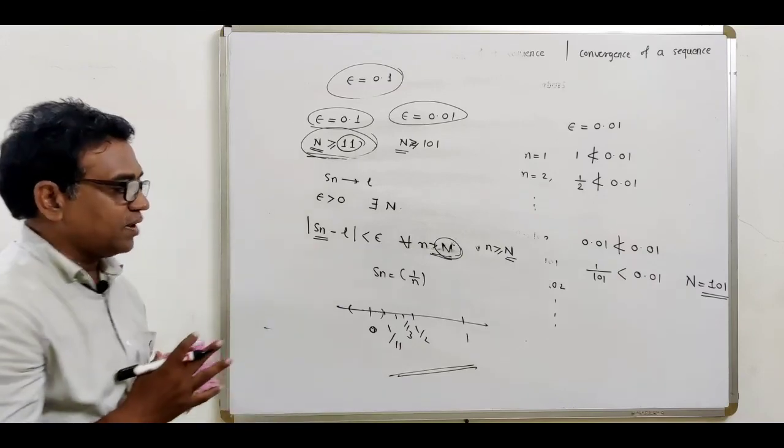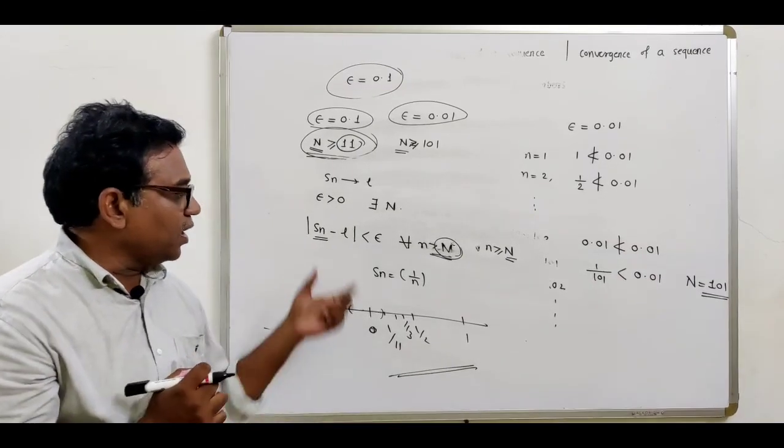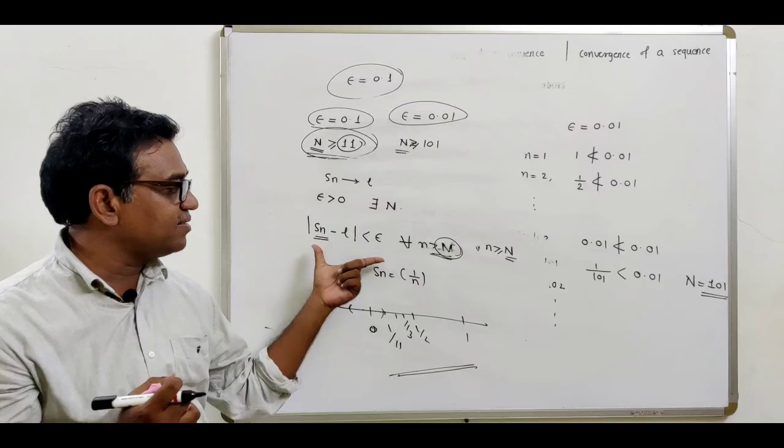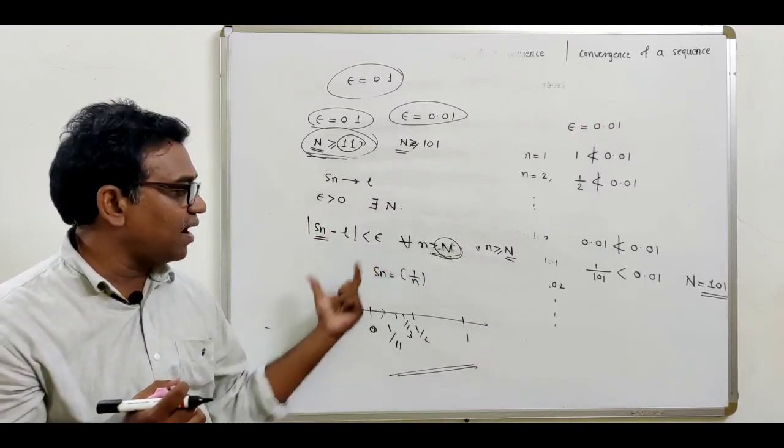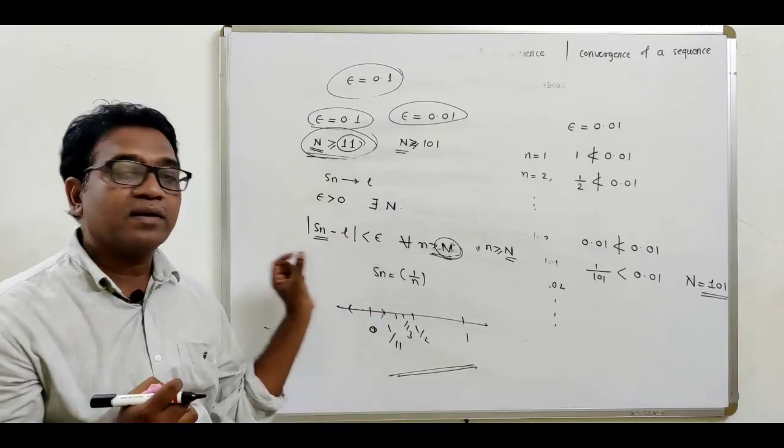So remember this concept. The modulus of Sn minus L being less than epsilon means all the terms of the sequence lie in the neighborhood of that limit.